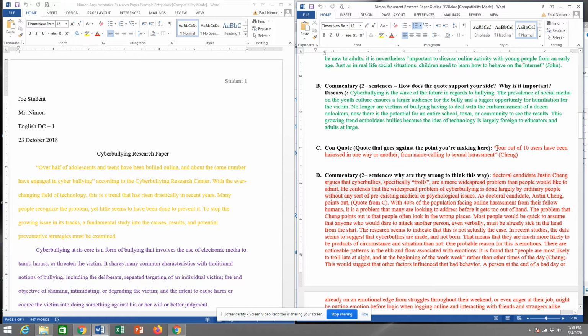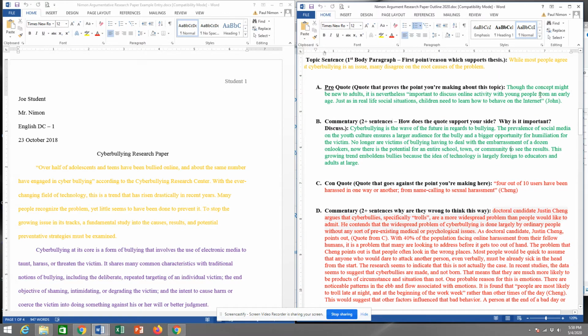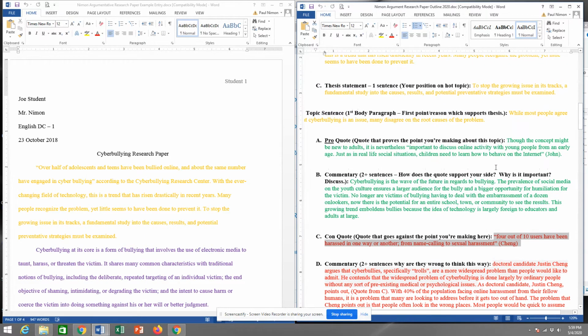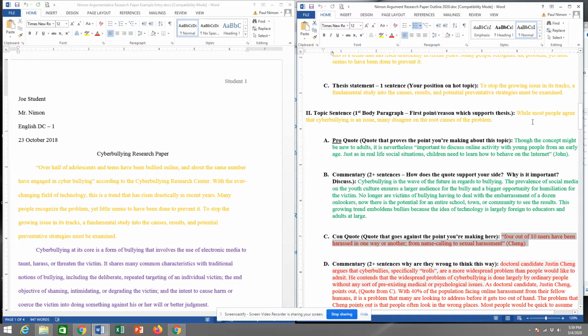Then I found an article that disagreed with my first article, and I put a quote from that article here over that same topic. Remember, for this first topic, I'm talking about causes. And I should back up for a second. I have a topic sentence for this first body paragraph. It says, while most people agree that cyberbullying is an issue, many disagree on the root causes of the problem.